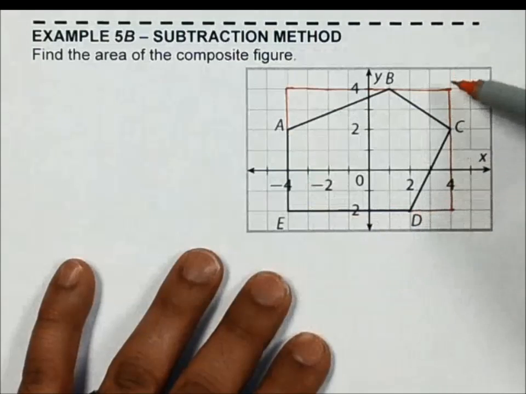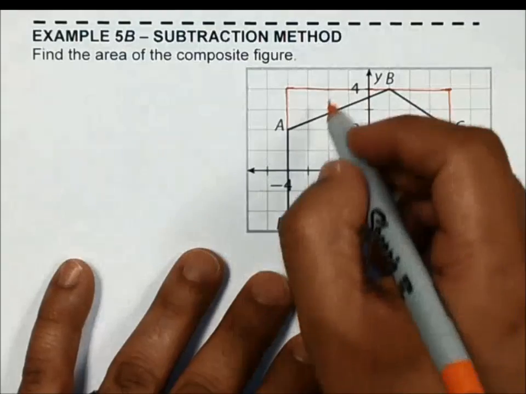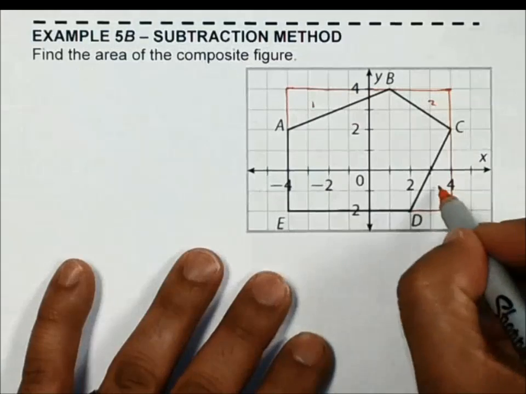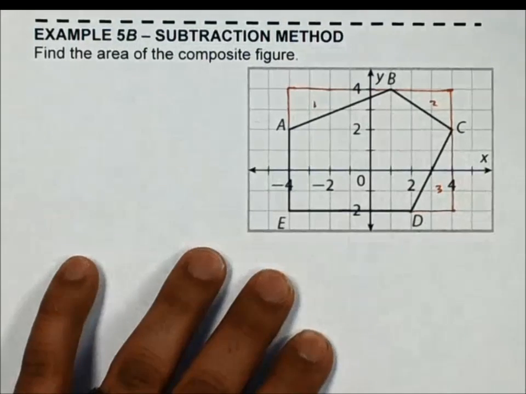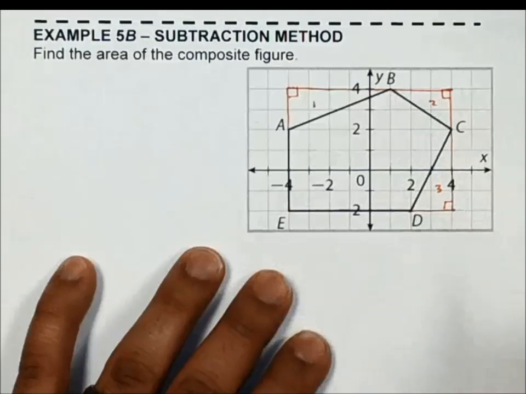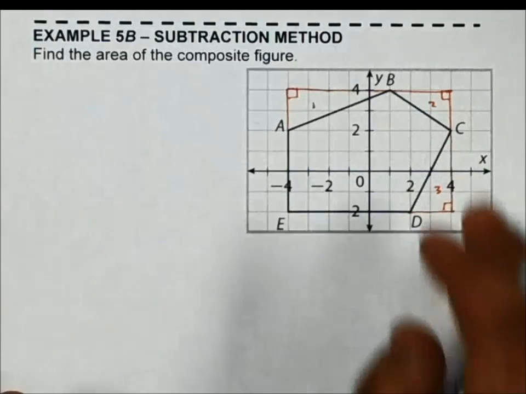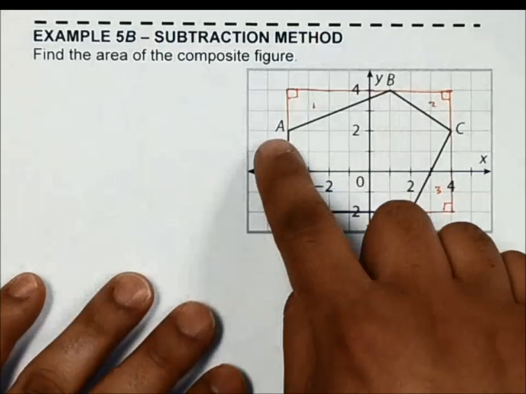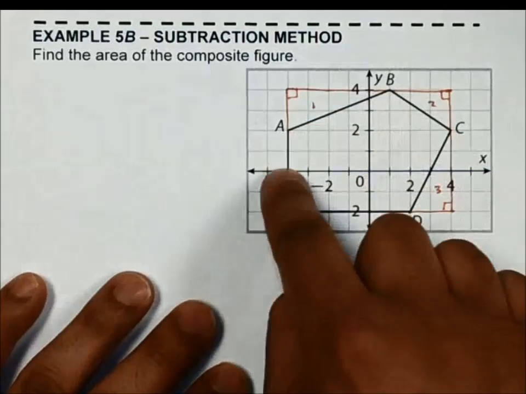And so what I can do is find the area of this rectangle here, and then subtract these areas here. I'll call this triangle 1, triangle 2, and this one triangle 3. All of these are right triangles, so I can use my basic formulas: for a rectangle, base times height, and for the triangle, area 1/2 base times height, and figure out the area of this shape ABCDE.